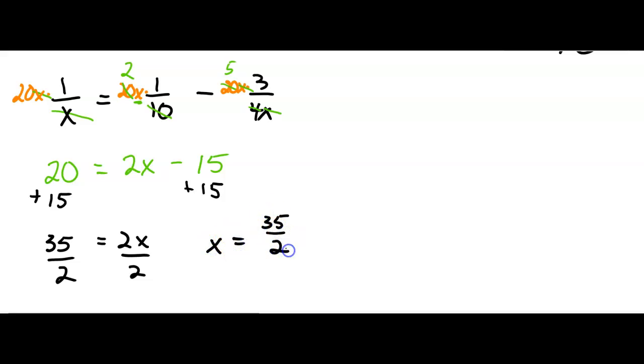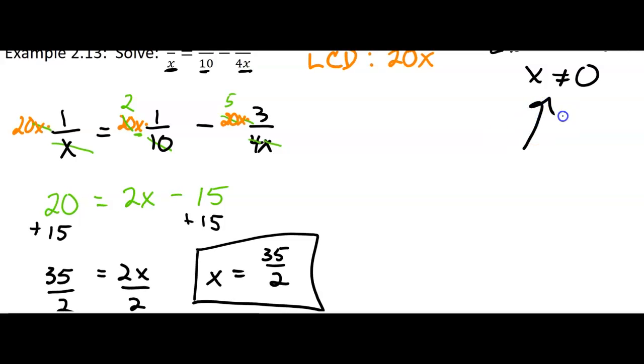I would just leave it as an improper fraction, like that. We know it's not 0. 0 is the excluded value right up there, so I'm good. The answer can be x equals 35 over 2.